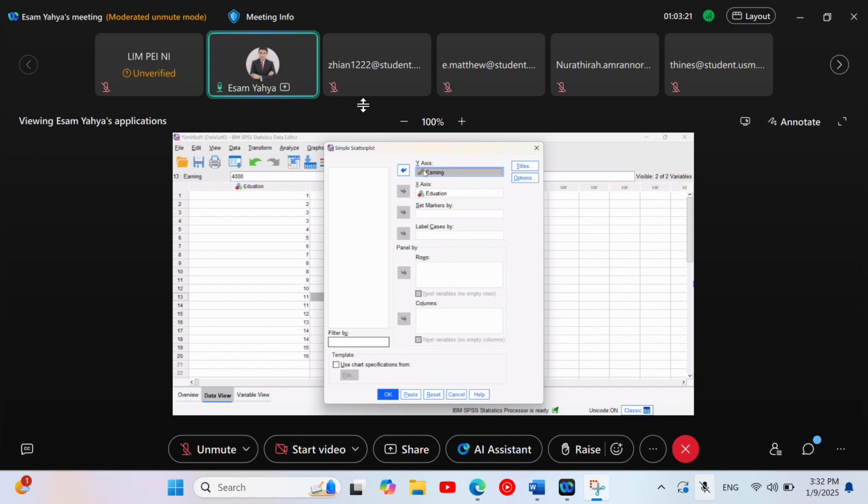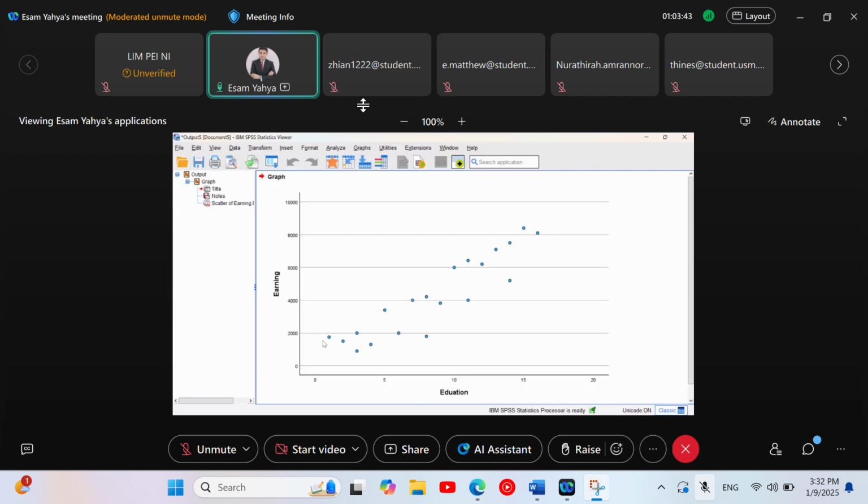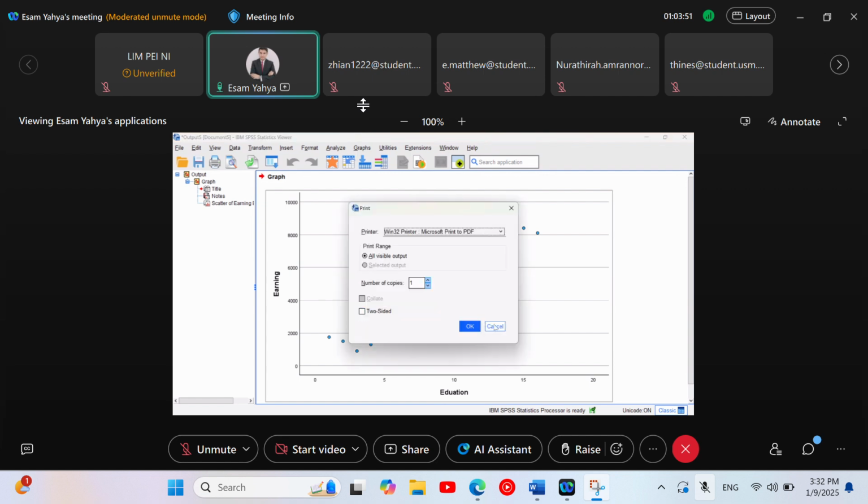You can change it by clicking on each. For the X, for example, if you want this or this, you can just click and put it here. But the X should be the education and the Y earning, and then you just press OK. And here is the scatter plot. This is the graph. If you want to save, Control B and save.